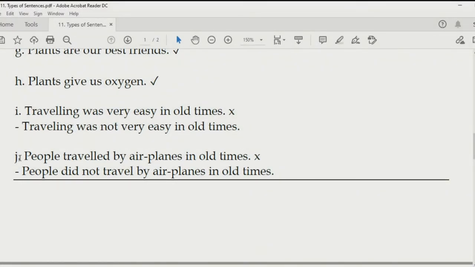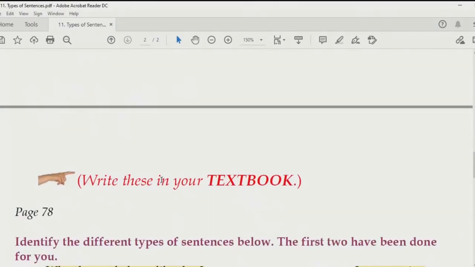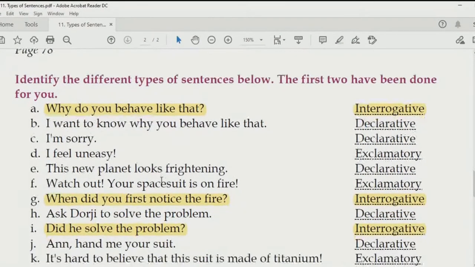Next one. People traveled by airplanes in old times. Completely wrong sentence. We will correct it using the word not. People did not travel. Here we had the past tense. This changed into the simple present tense. So we'll move on to the textbook exercises.